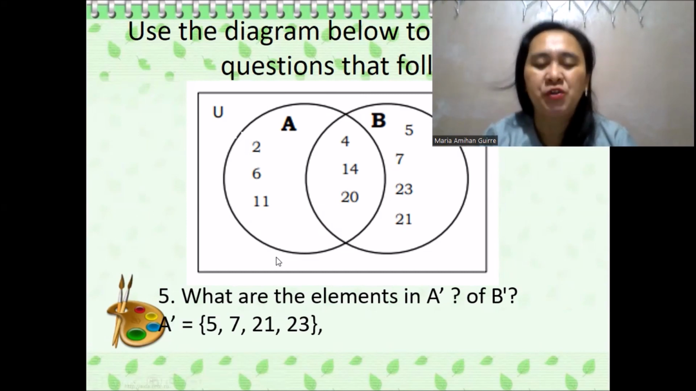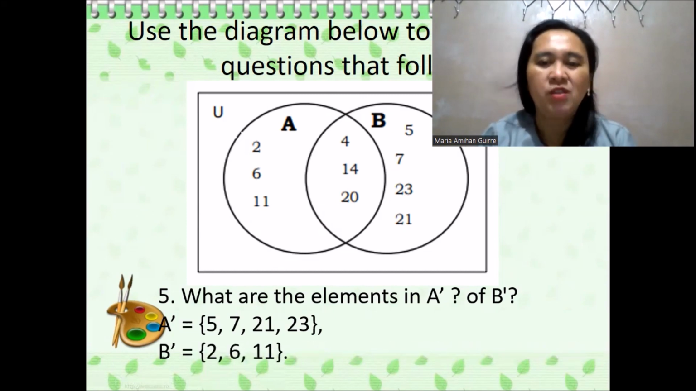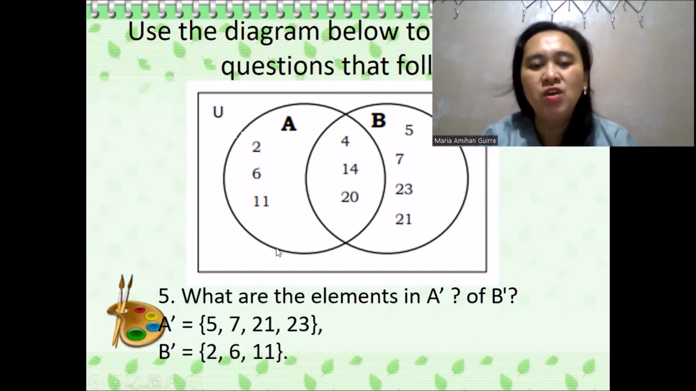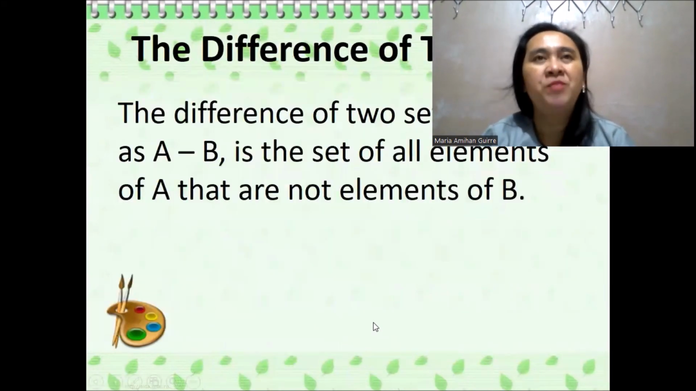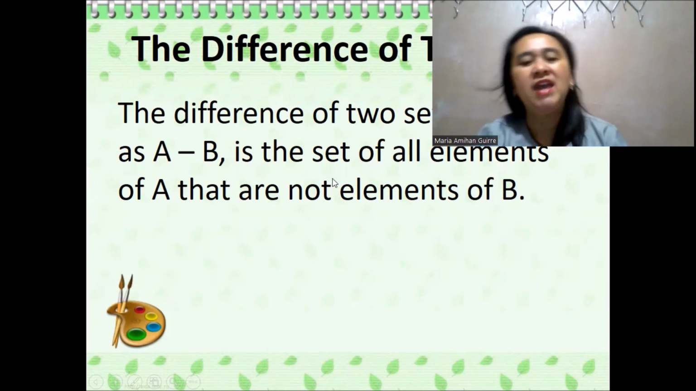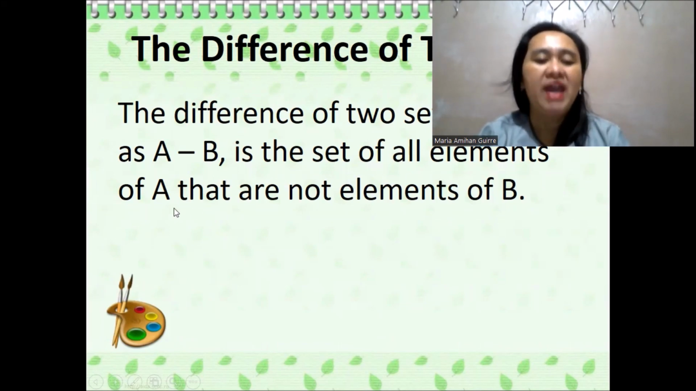Sa elements ng universal. Next, how about the complement of set B or B prime? So from that, this is the elements of set B. So yung nasa labas, yun ang kanyang complement. So the complement of set B are 2, 6, and 11. So I hope clear. Now the complement of two sets. Now the difference between two sets. The difference of two sets written as A minus B or B minus A is the set of all elements of set A that are not elements of set B.